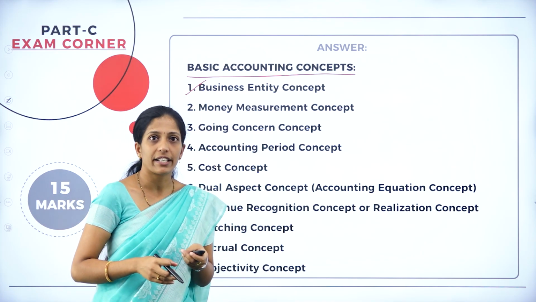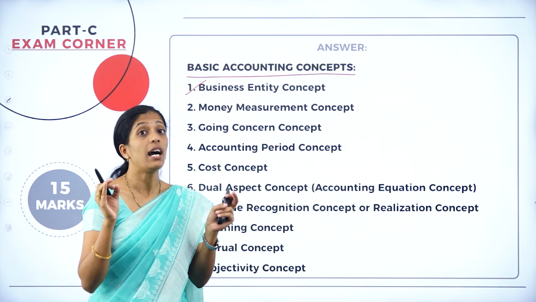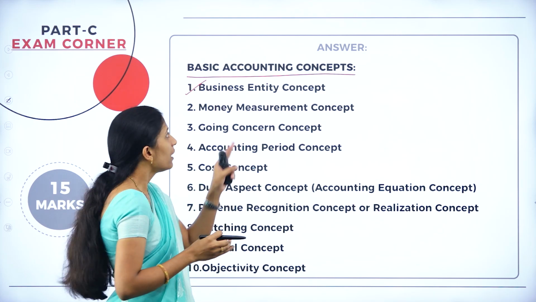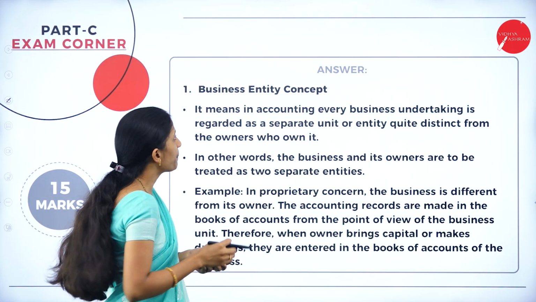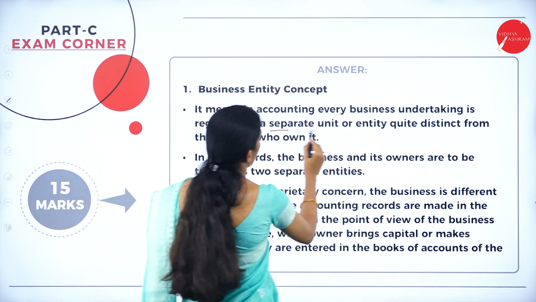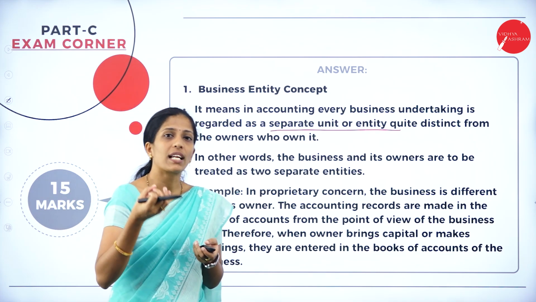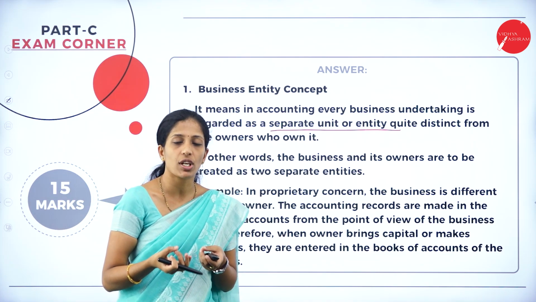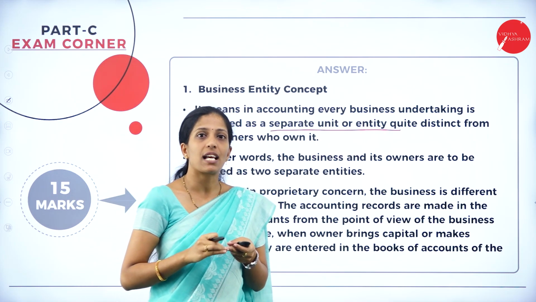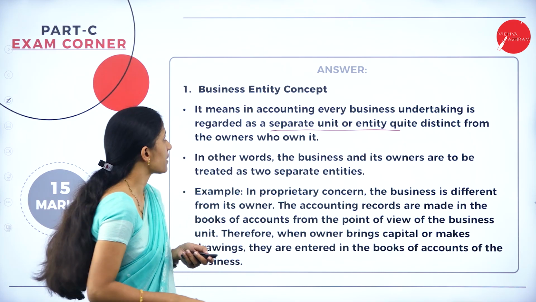What does the business entity concept tell? Business and owner are not one and the same. They are 2 different entities. So you have to write the explanation for that. The business entity concept tells us business and owner are not one and the same. They are a separate unit or separate entity. Even the owner can withdraw an amount from the organization, which is called drawings. In the same way, he can invest into the business, which is called capital. So that is about the business entity concept.